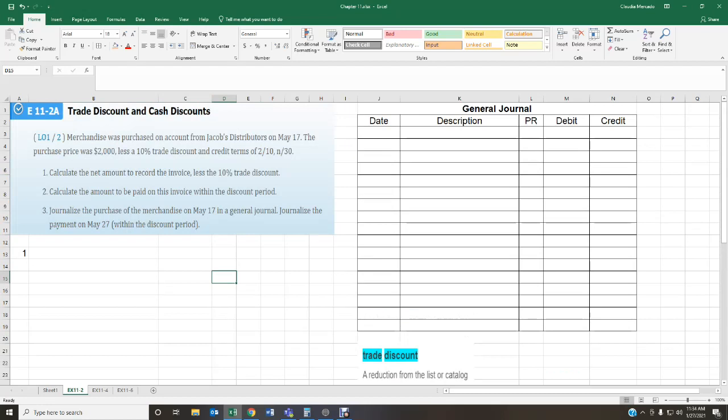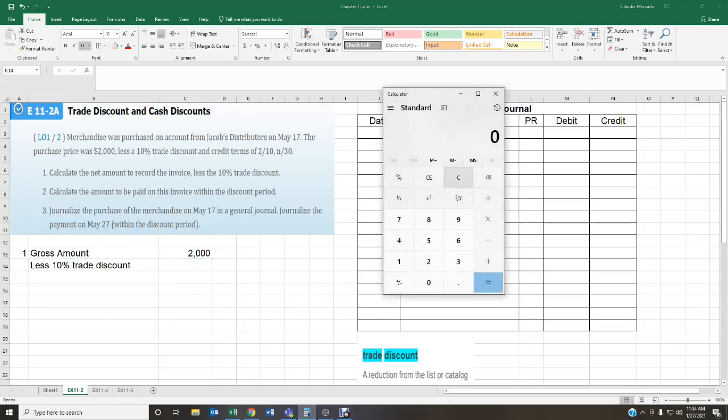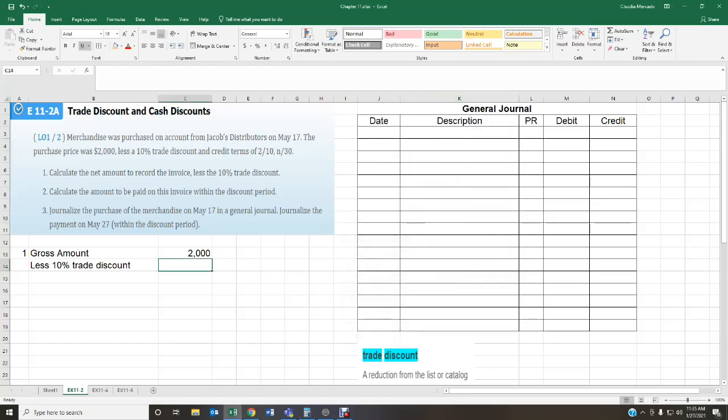Okay, so let's get started. The first thing we're going to do is start with the gross amount of the purchase. Okay, and it says here that we purchased $2,000 of merchandise. This is the list price of the goods. Okay, now it says that we're getting a trade discount, so we're going to reduce by less the 10% trade discount. Okay, so to calculate the trade discount, we're going to get the $2,000 times 10% discount. That gives me a $200 discount.